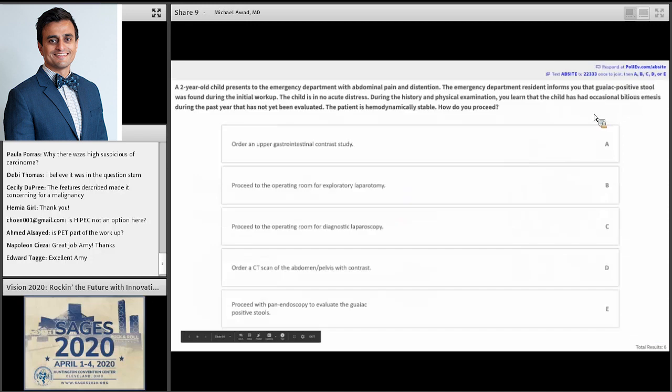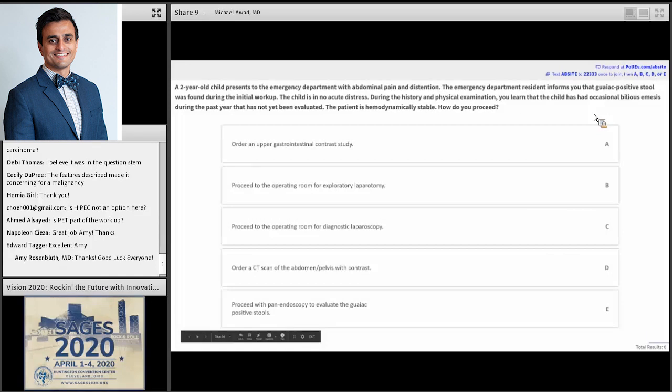So the first question, starting in pediatrics, is a 2-year-old child presents to the emergency department with abdominal pain and distension. The emergency department resident informs you that guaiac-positive stool was found during the initial workup. The child is in no acute distress. During the H&P examination, you learn that the child has had occasional bilious emesis during the past year that has not yet been evaluated. The patient is hemodynamically stable.